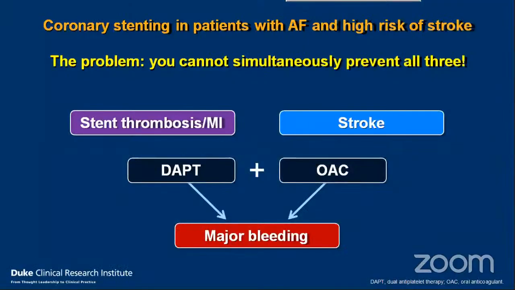The problem is that you cannot simultaneously prevent all three: stent thrombosis, myocardial infarction, and stroke, and major bleeding with the use of oral anticoagulant and double antiplatelet. Next.